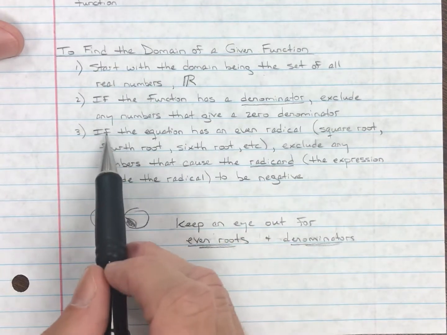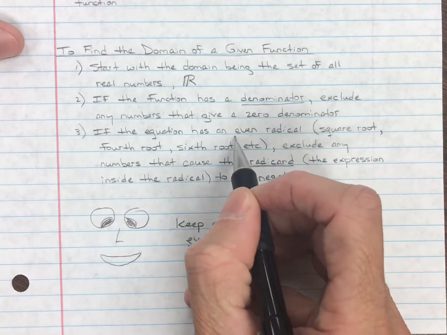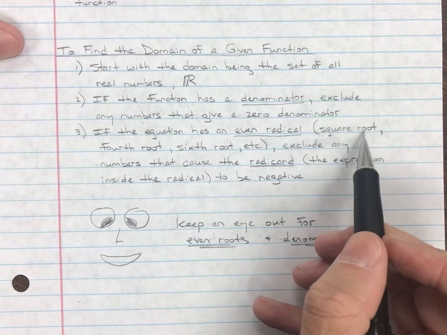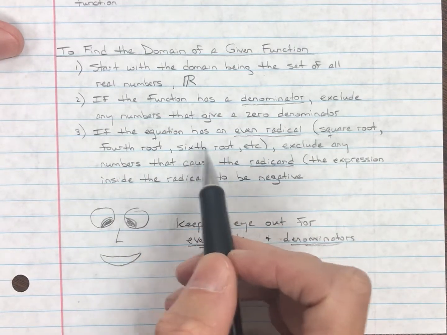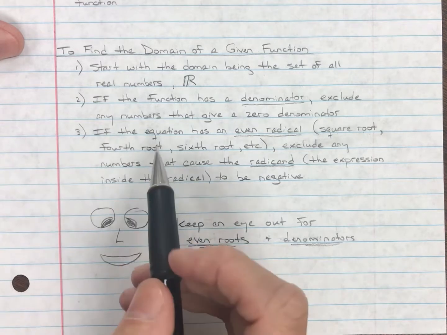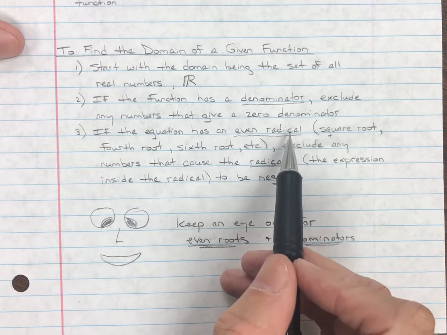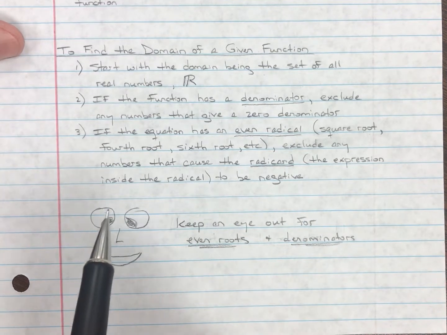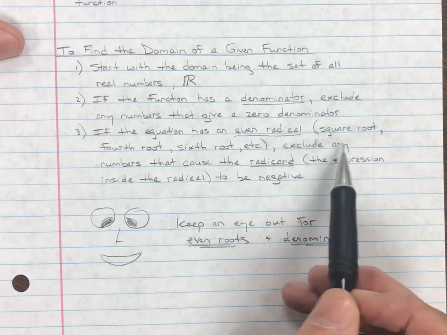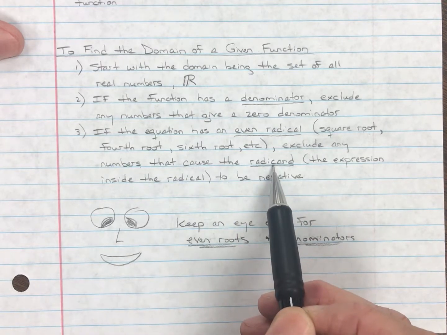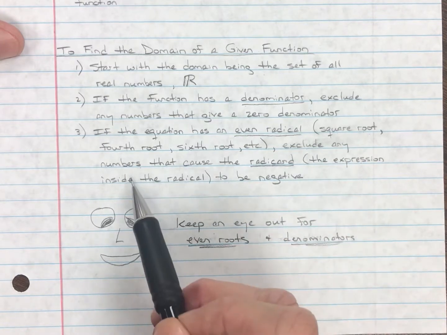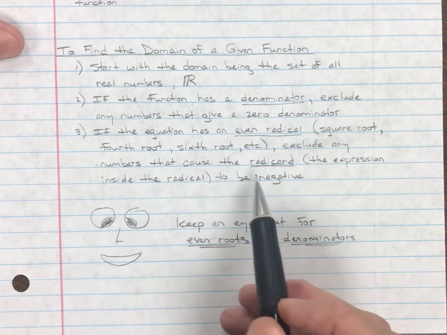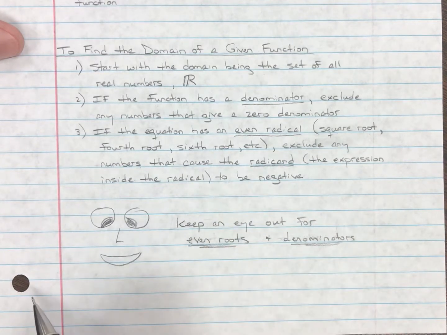The second thing we're going to look for is even radicals. Even radicals are square roots, fourth roots, sixth roots, etc. Because if the equation has an even radical, we know we can't have a negative inside the radical. So we want to exclude any numbers that cause the radicand, the expression that's inside or under the radical, to be negative.